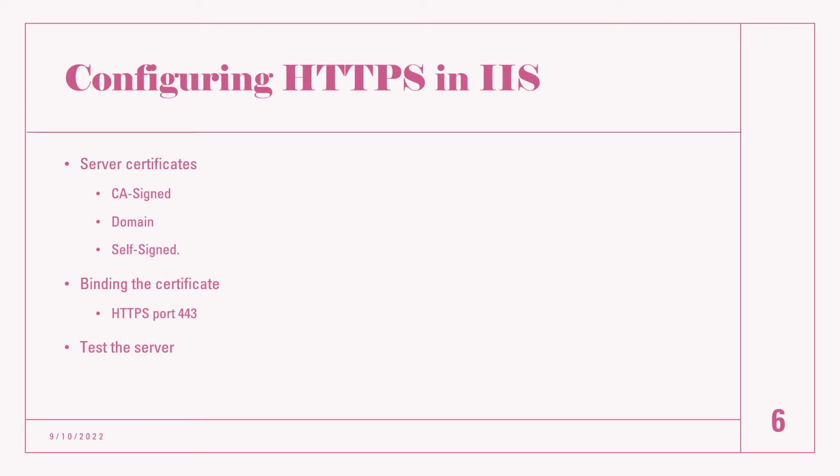So binding the certificate will be the next step, and binding refers to the process of configuring the self-signed certificate to use the HTTPS port 443 on a website. And then the last step, of course, would be just to test the server to make sure your configuration is correct.